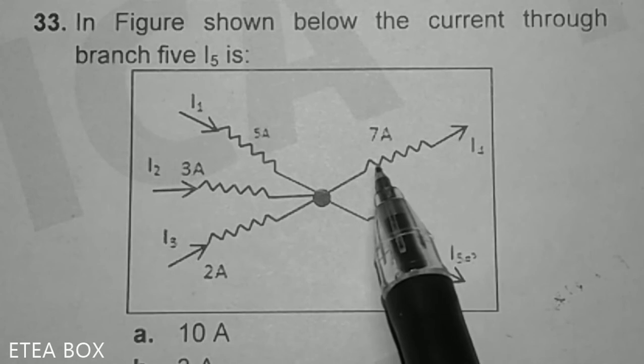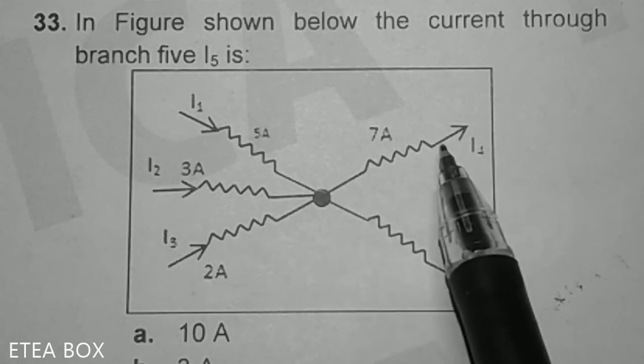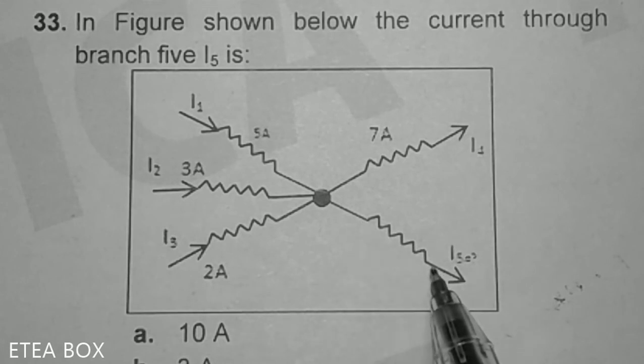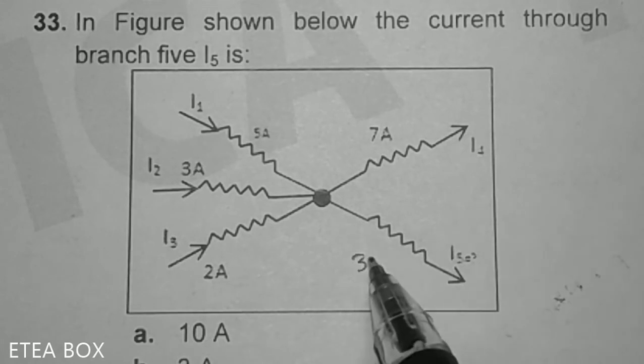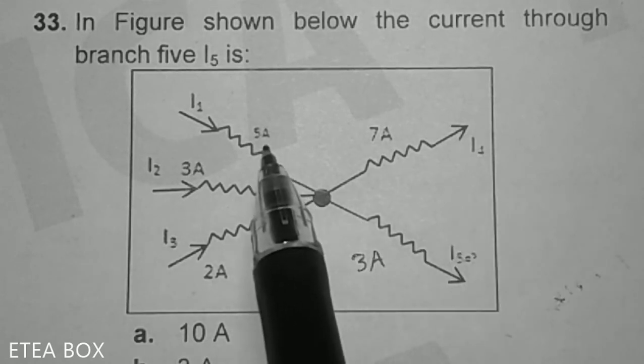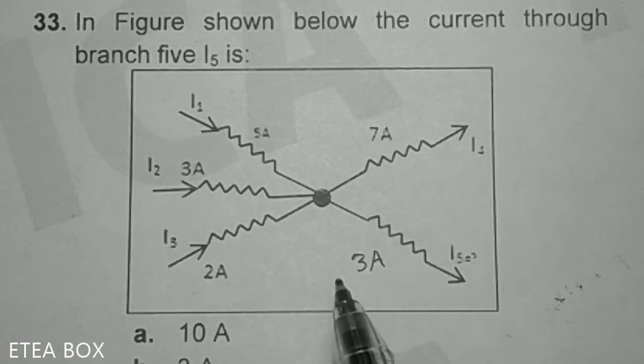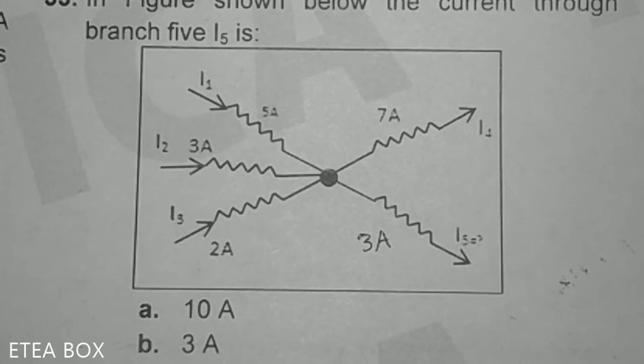And here the one branch is 7 ampere, okay? And the other branch must be 3 ampere. So the amount of current entering is 10 ampere and the amount of current leaving is also 10 ampere. So here option B is correct.